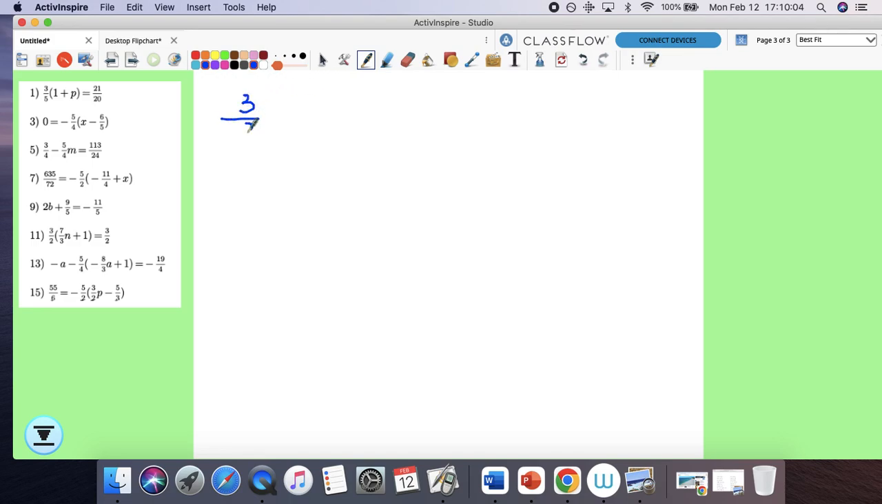Okay. 3 over 2, 7 over 3 times (m plus 1) equals 3 over 2. Now, for this one, let's see. Lucky for us, it doesn't seem like I need to do the distributive property first. And if you can see a little bit further ahead, look, multiply this by 4, this and this simplify to 2, and 3 times 2 is 6.